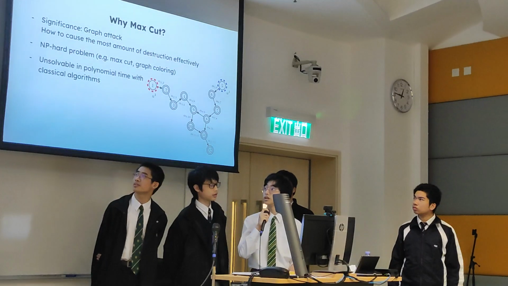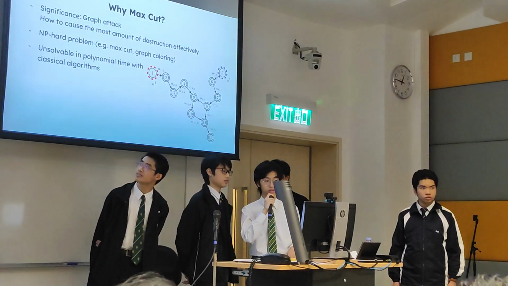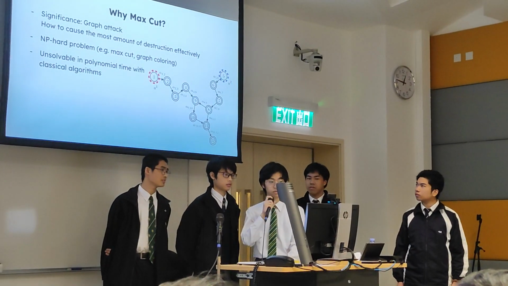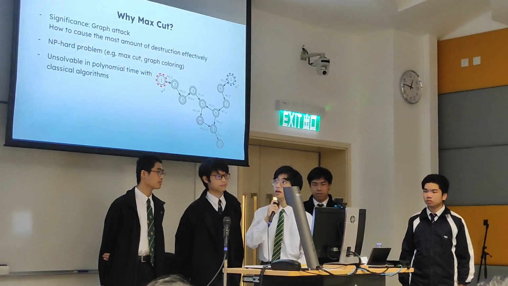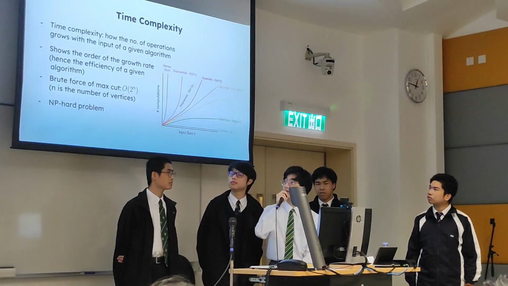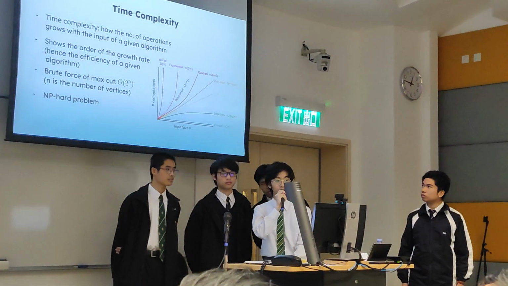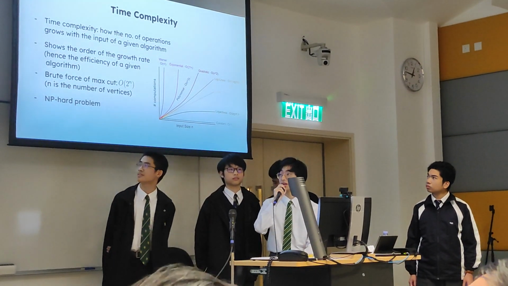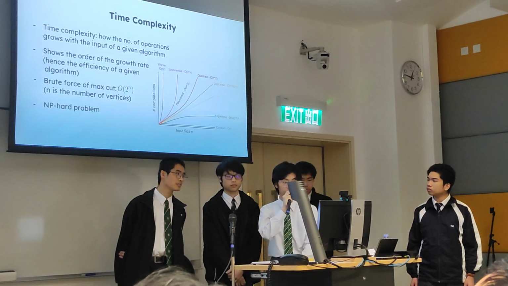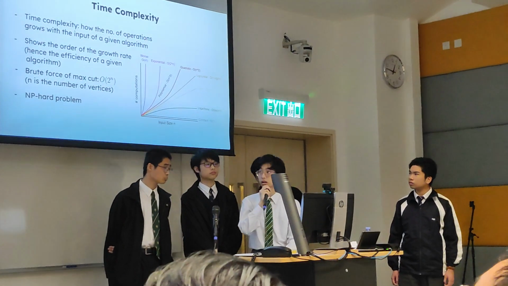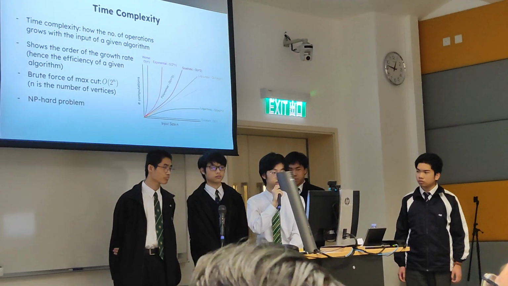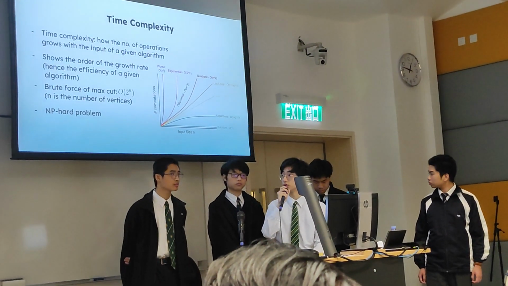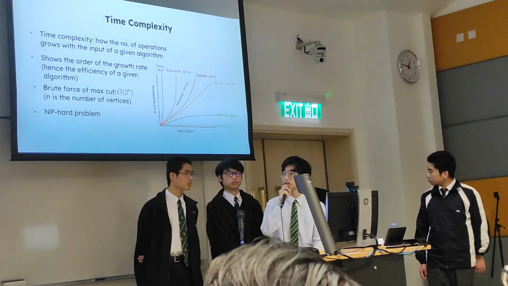Also, it is interesting because it is an NP-hard problem, which means that it cannot be solved in polynomial time using classical algorithms. And you may ask what time complexity means. Time complexity actually means that for any given algorithm, there is a certain rate at which the number of operations needed grows when the number of inputs grows. And for max cut, the time complexity is 2 to the power of n, where n here is the number of vertices.